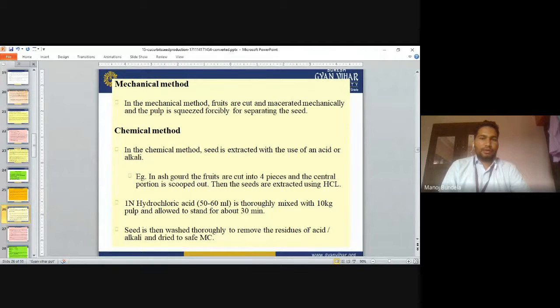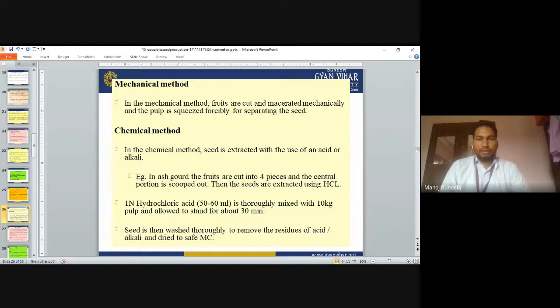Mechanical method. In this mechanical method, fruits are cut and mixed mechanically, and the pulp is squeezed and the seeds separated. Means we have to squeeze the pulp and separate the seeds in the mechanical method.